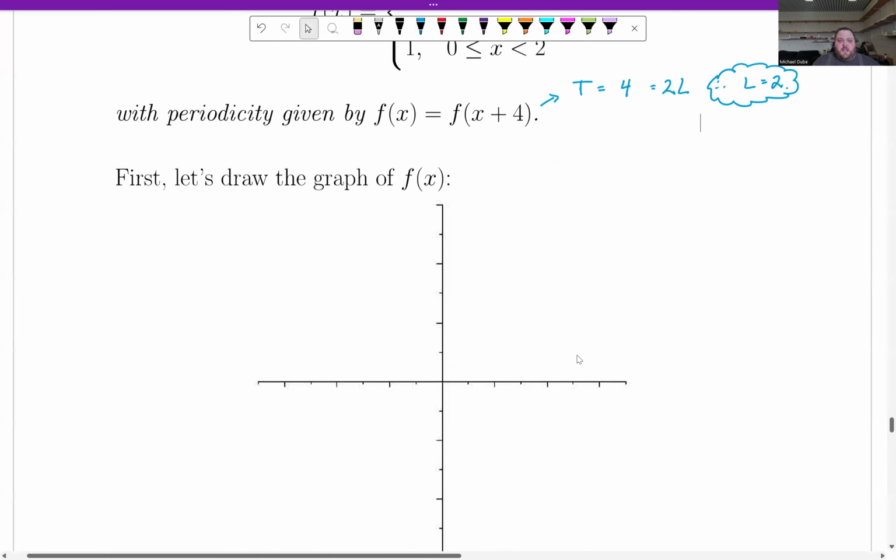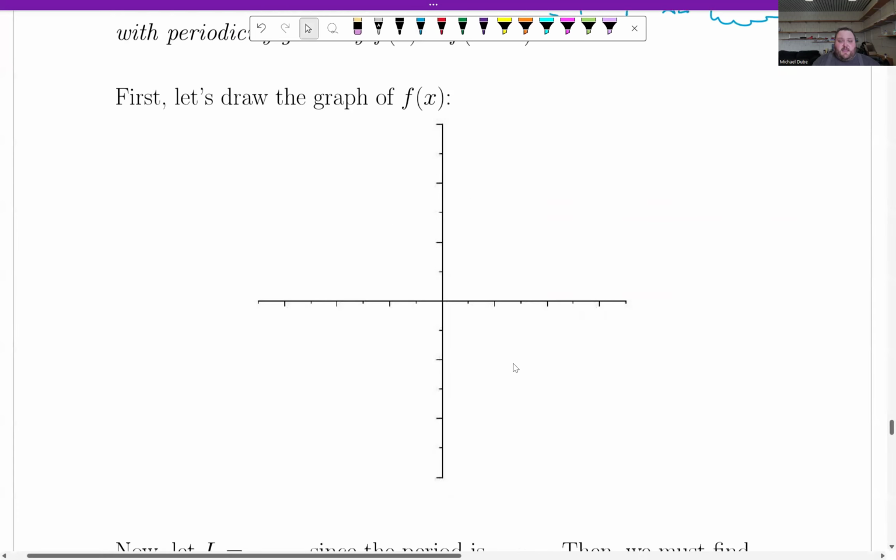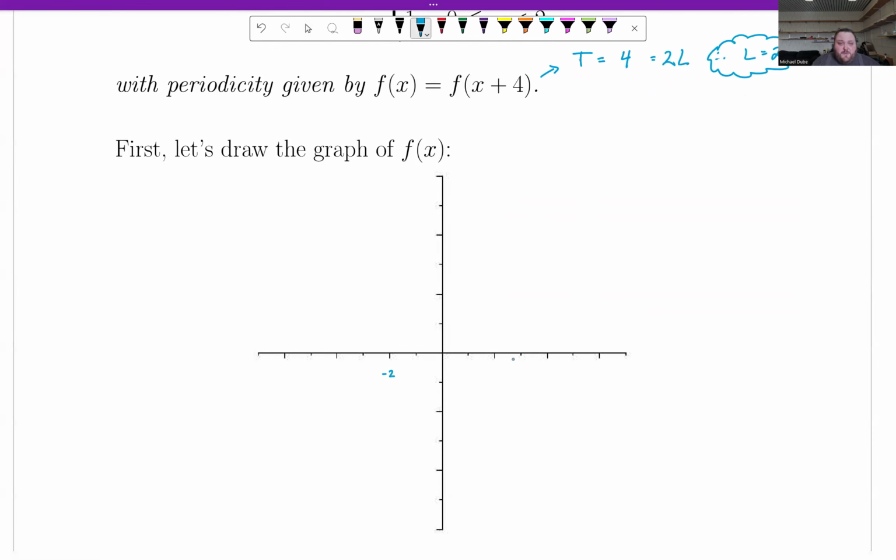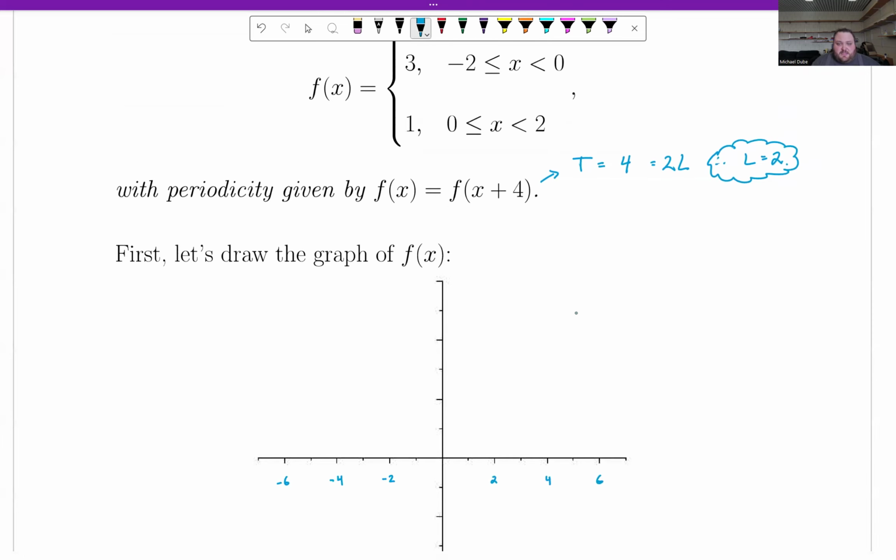Okay, good. First, let's draw what this looks like. I am going to use negative 2, negative 4, negative 6, 2, 4, 6, and let's do 1, 2, 3. So from negative 2 to 0, we are going to have a height of 3. Negative 2 is inclusive, 0 is not. And then from 0 to 2, we're going to have a height of 1. 0 is inclusive, and 2 is not.